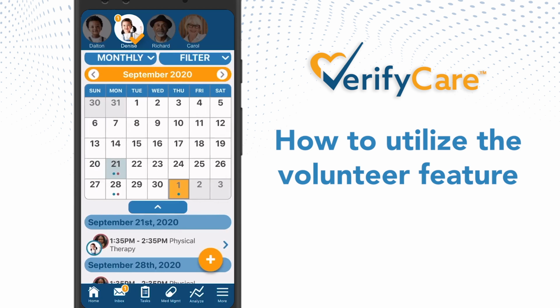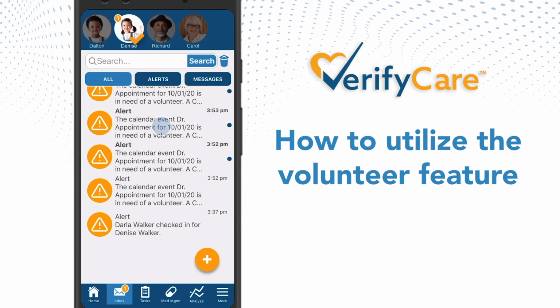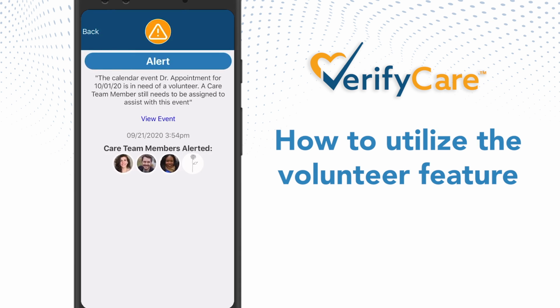Once the event is saved with the Needs Volunteer tag, the event time frame will be highlighted in orange. In addition, care team members will be notified via the Verify Care inbox that an event requiring a volunteer was created. The care team member volunteering to participate in the event can update the event directly from the inbox message or through the calendar screen.